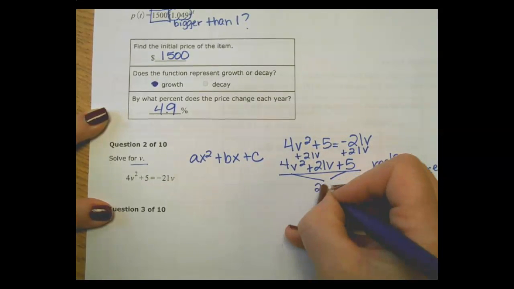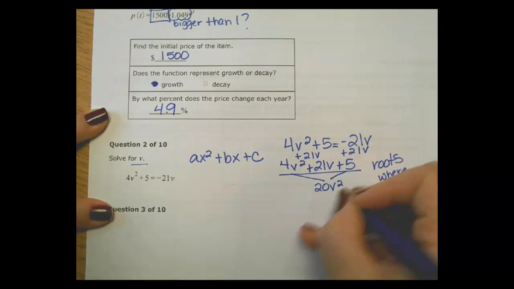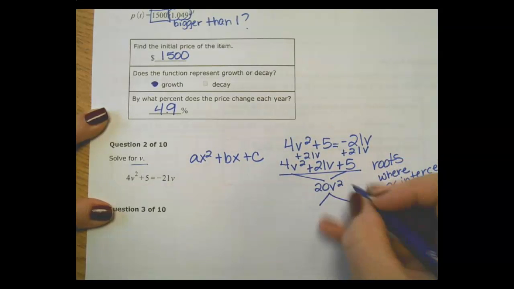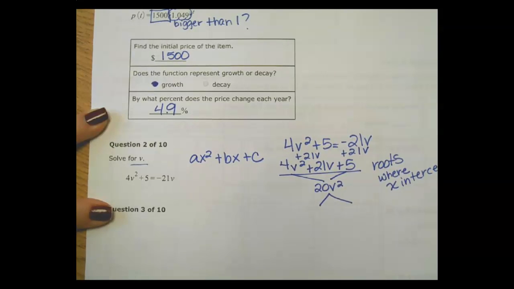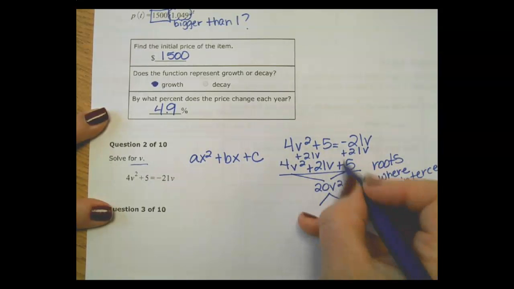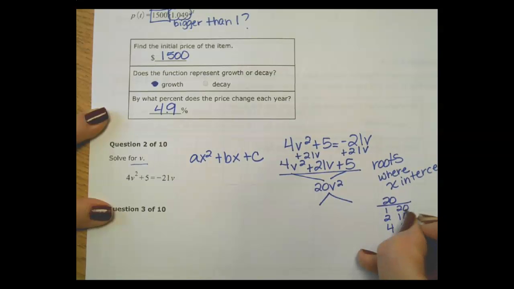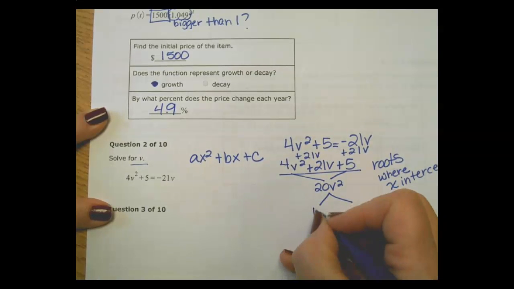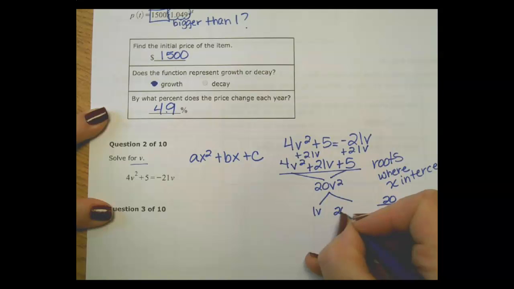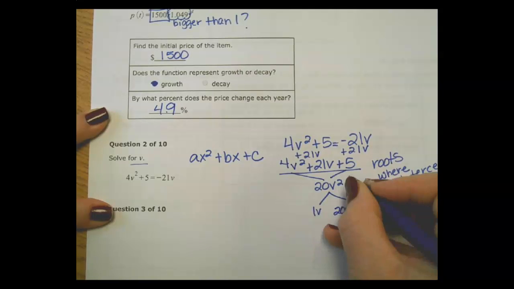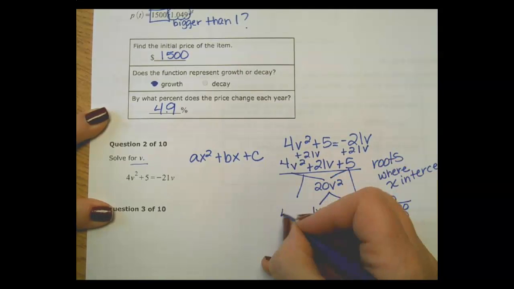These two together is 20v squared. Factors of 20 that are going to give me 21. My factors of 20 are 1 times 20, that gives me 21, so that might be it. 2 times 10, 4 times 5. None of those give me 21 except for these two. So it's a 1v and a 20v. Bring down that 5. Bring down that 4v squared.